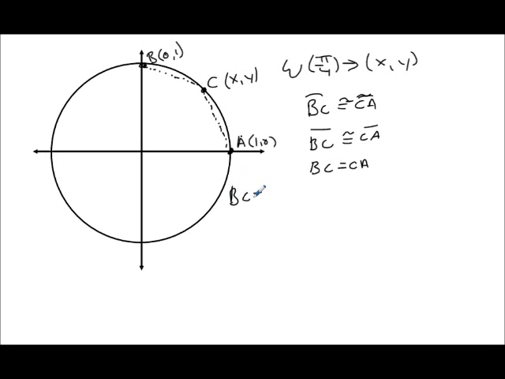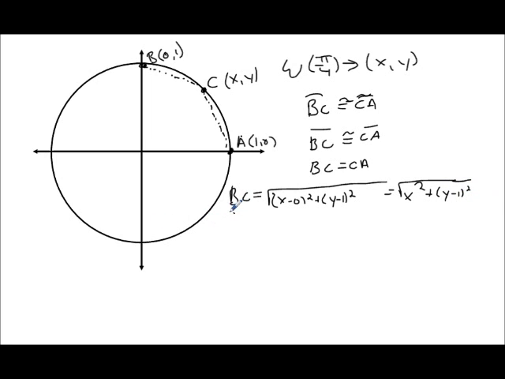Well, BC is equal to the square root of points here and points here. Let's go x minus 0 squared plus the y coordinates squared. Simplify that down just a little bit, and we get to length BC is equal to the square root of x squared plus y minus 1 squared.